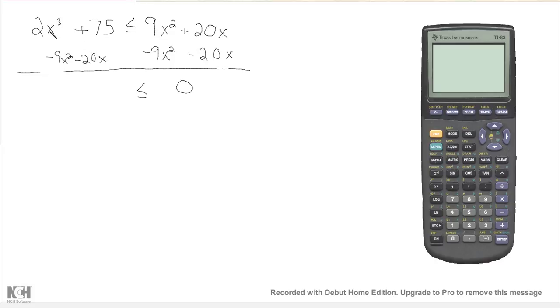In this particular case, I don't have any like terms to combine because I have an x to the third and a constant, and then I'm subtracting an x squared and an x. So there are no like terms. So when I write this out, I'm just going to write it as one big polynomial now in descending powers order.